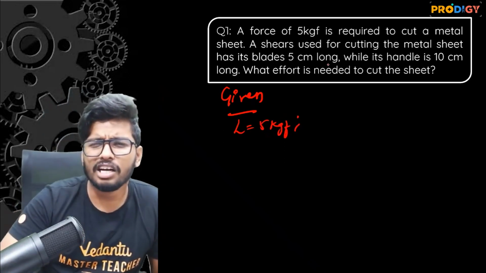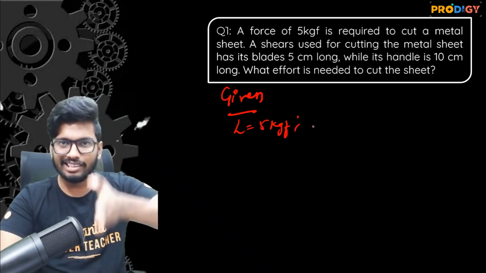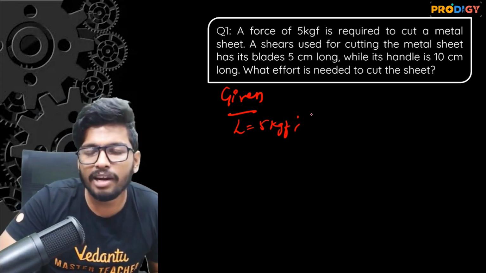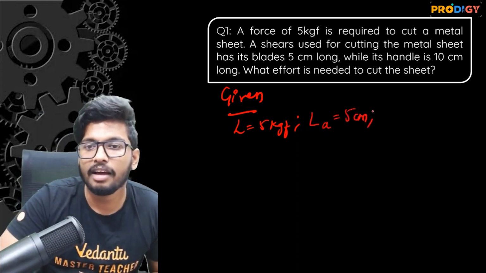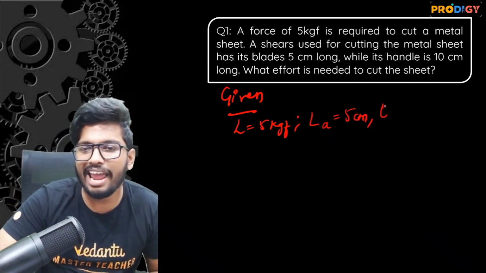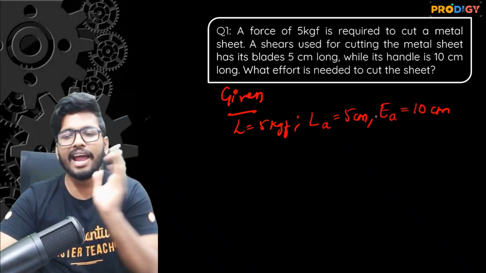Now, a shear used for cutting the metal sheet has its blade 5 centimeter long. So at the end of the shear, you have a blade which is about 5 centimeter long. So that is my load arm. My load arm is 5 centimeter long. And the handle of it is 10 centimeter long. So that is my effort arm. I'll write it as EA. EA is 10 centimeter because that is my effort arm.